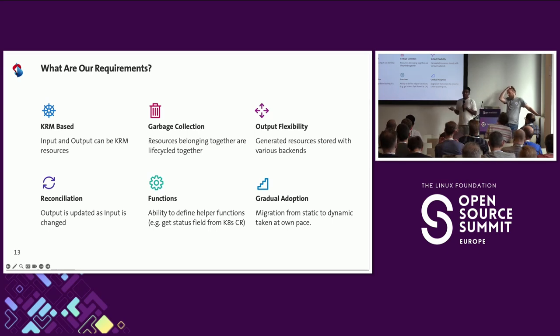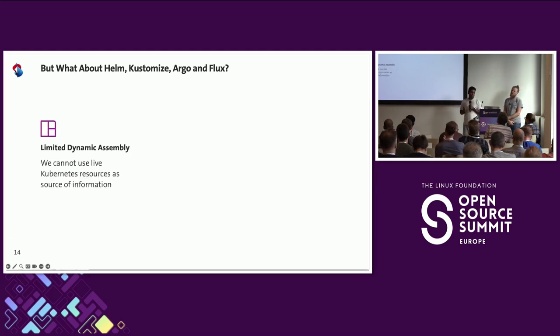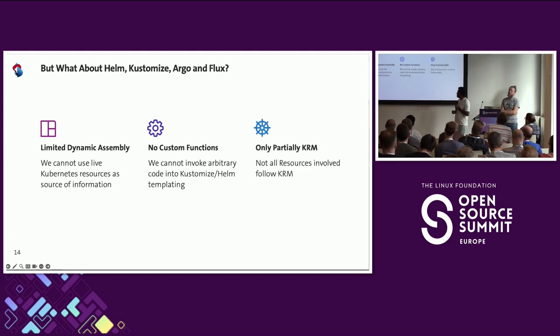Now you might be thinking, we presented Flux and also we mentioned Helm. So what about these other tools like Helm, Kustomize, Argo and Flux and such? These are great tools, but we see they're lacking the capability of introducing this KRM model. So they lack the dynamic assembly piece, so we cannot use live Kubernetes resources as a source of information. So these resources will not adapt dynamically based on what's on the Kubernetes layer. We don't have custom functions, so we cannot invoke arbitrary code in this customized Helm and templating. Lastly, it's following a partial KRM support, so not all resources involved follow the KRM approach.